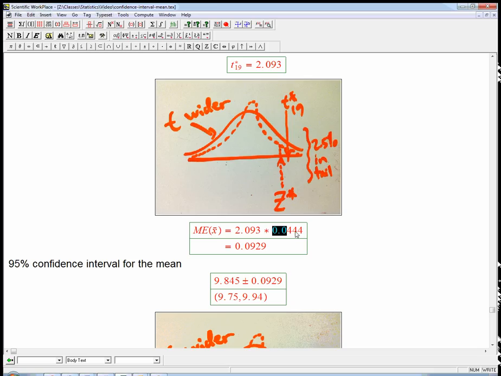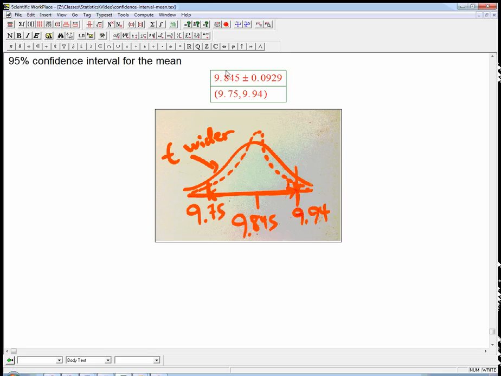I use my ruler, 0.0444. That was my standard error here. I go 2.093 of those units, 0.0929. And so the 95% confidence interval is 9.845 plus or minus 0.0929. Or in other words, 9.75 to 9.94.